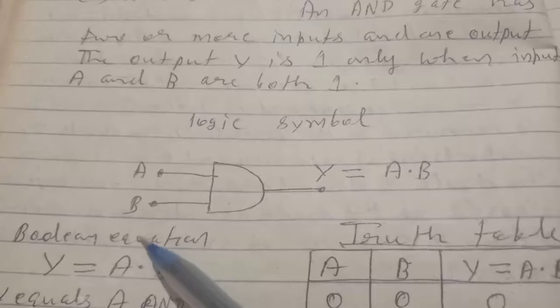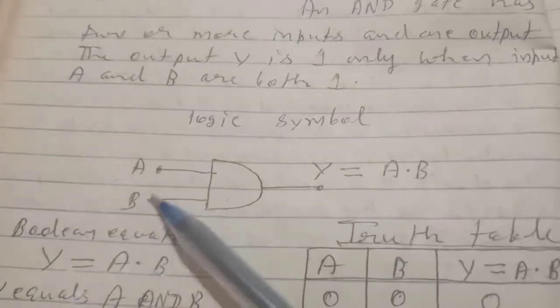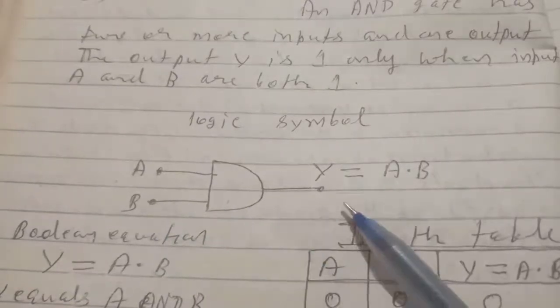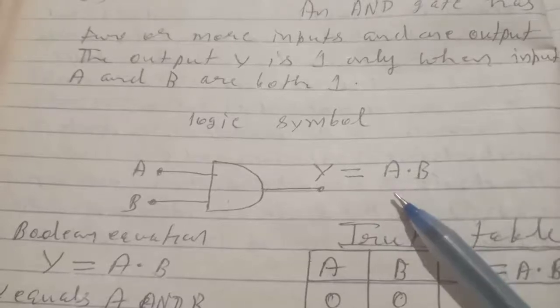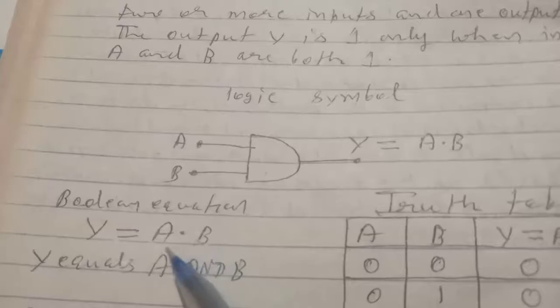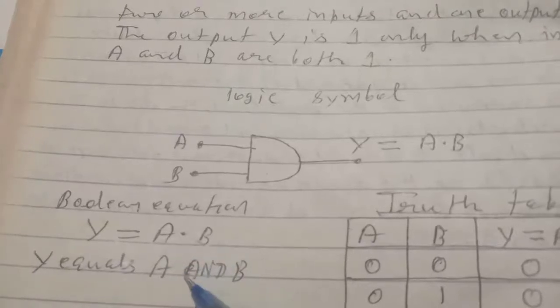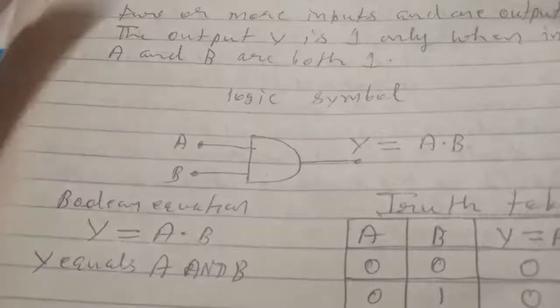Here, these represent inputs A and B, and this is the output Y equals A AND B. It is read as A and B. Now the Boolean expression for the AND gate is Y equals A and B, or A dot B. Y equals A and B.